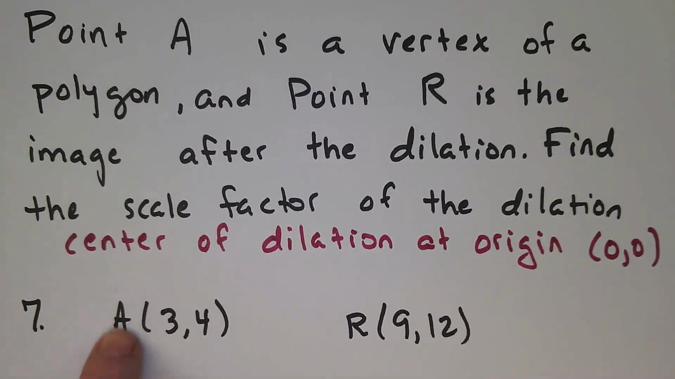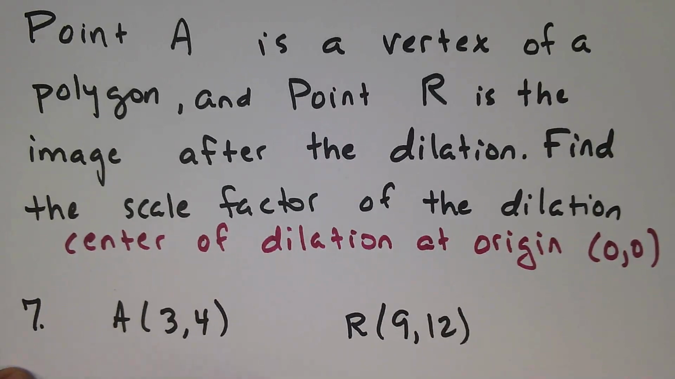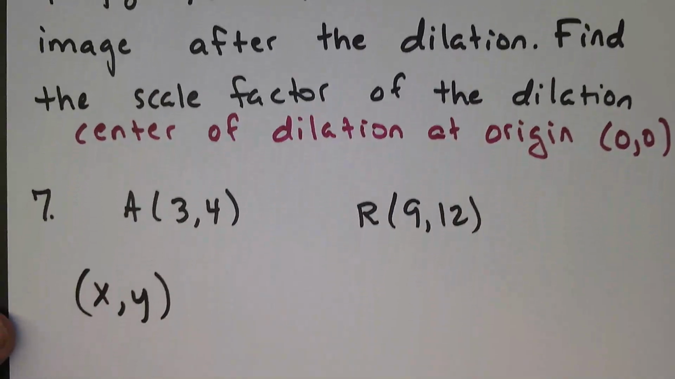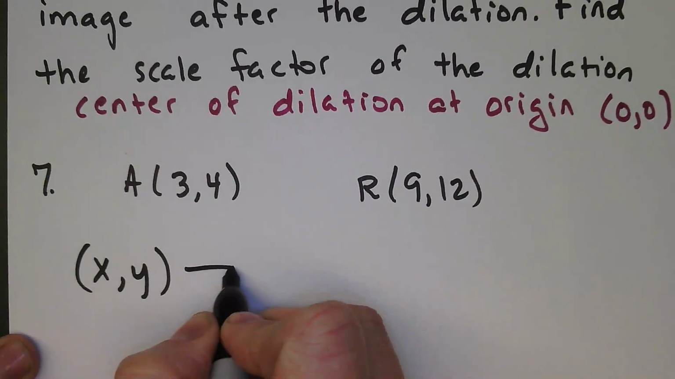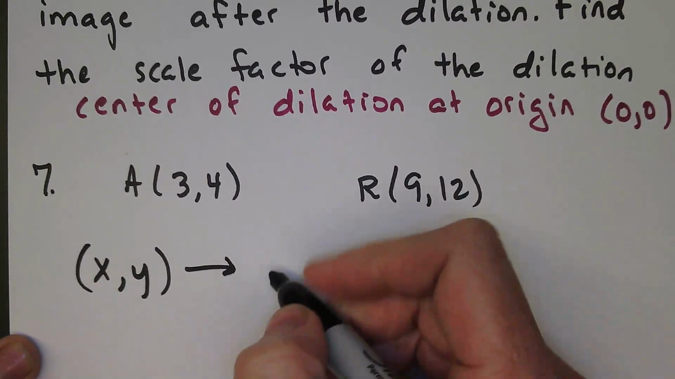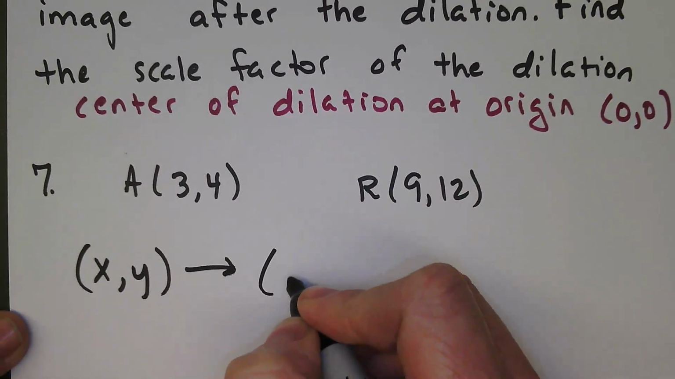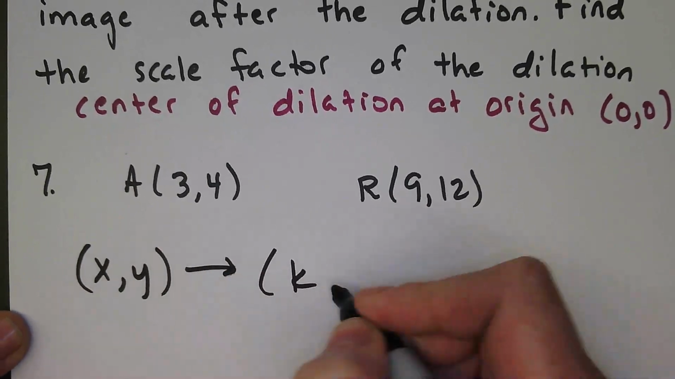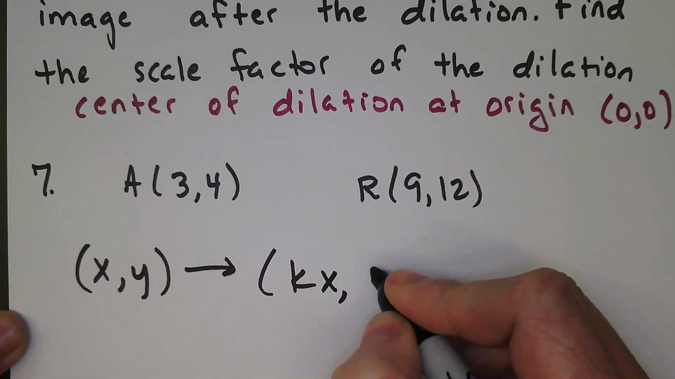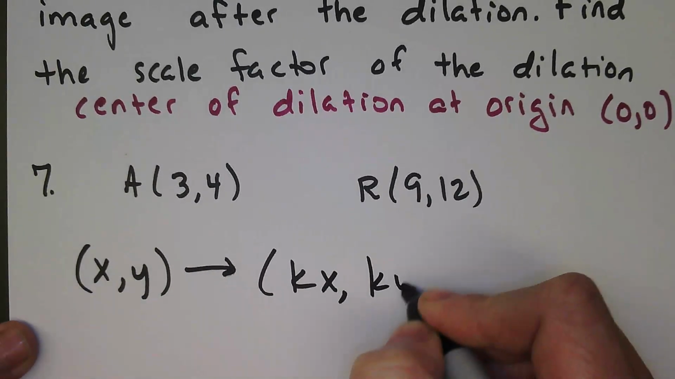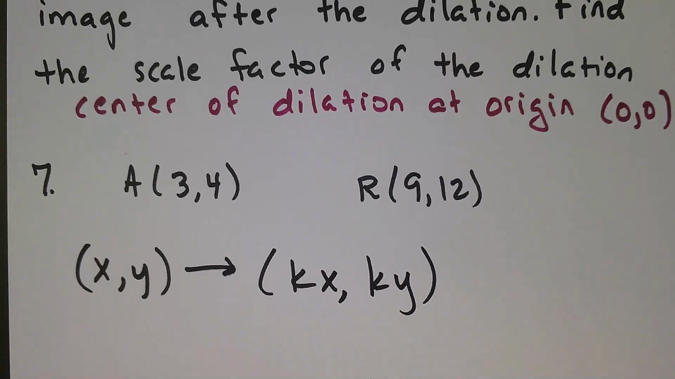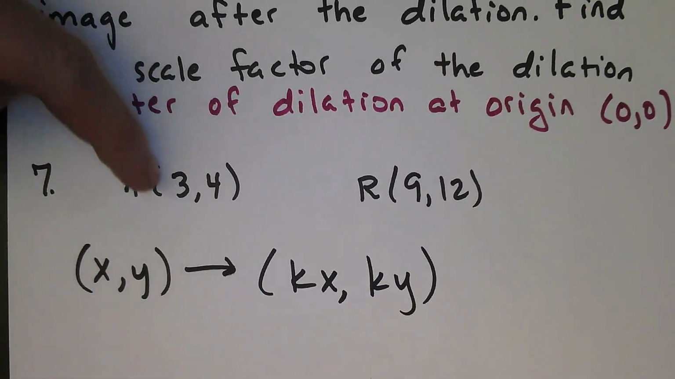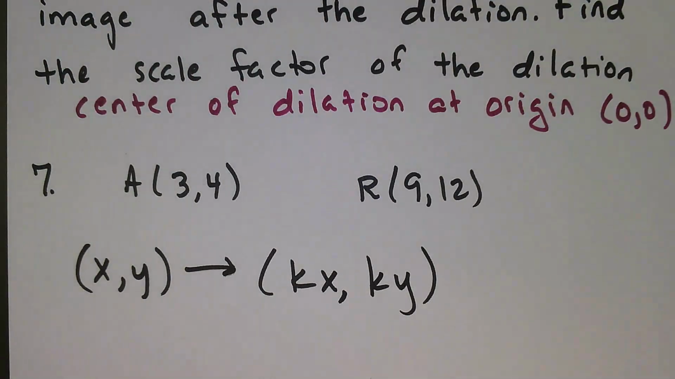Okay, so the idea is that we started here with some coordinate. We had an xy pair. And then we applied a scale factor to that. So we did our scale factor, which is k. It's a multiplier on x, and then it is a multiplier on y. That is how, when you dilate from a coordinate where the center of dilation is at the origin, when you know the scale factor, it's a multiplier on your x and y values.